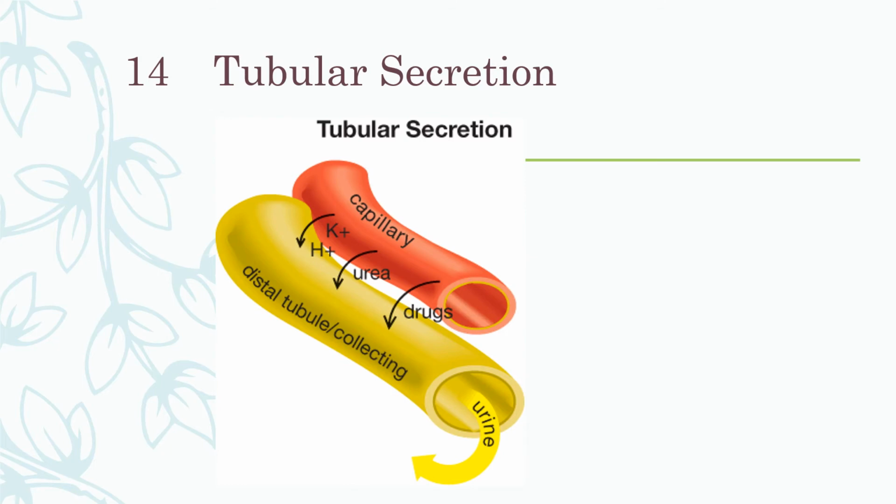Then the last process involves tubular secretion. Now I'm going to take things from the capillary and put them back into the distal tubule or the collecting duct, and those will become urine. So this is a last, final adjustment. Items are put back into the tubule right before they're eliminated. Hydrogen and potassium are both moved via tubular secretion, so that's how we get rid of those two particular molecules.